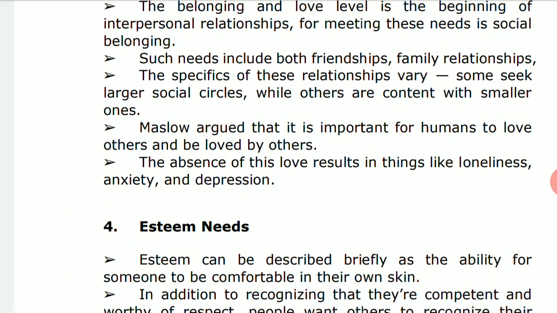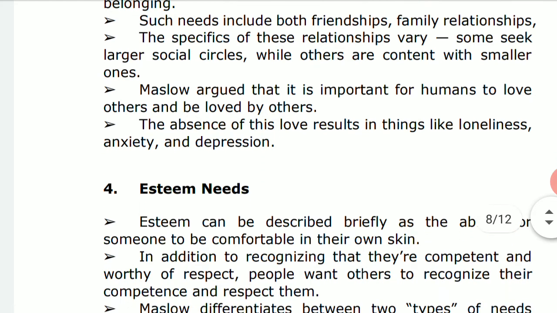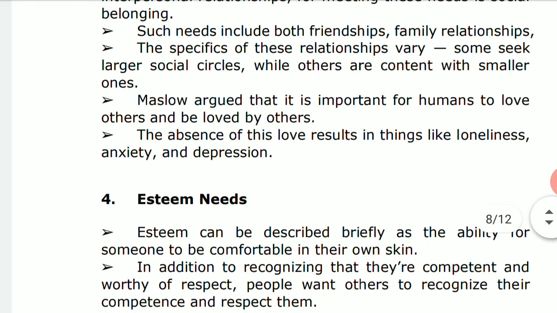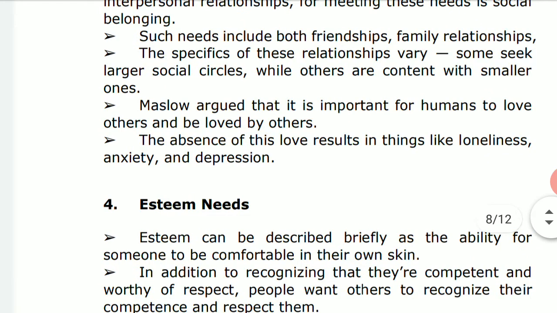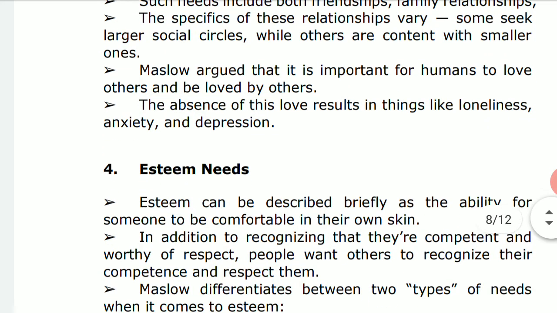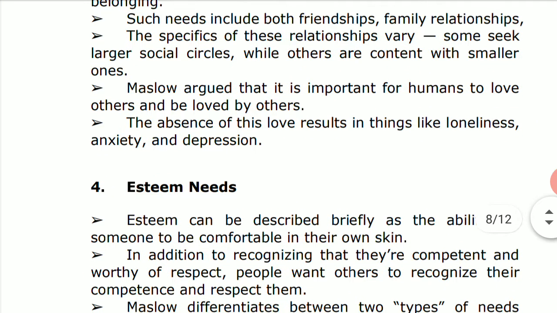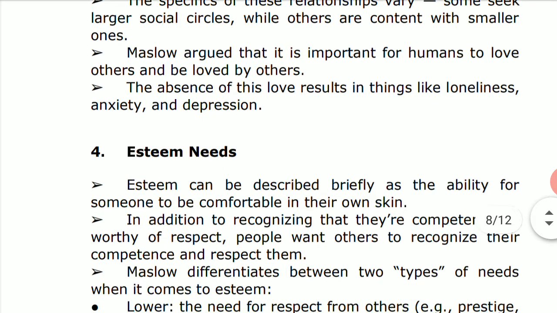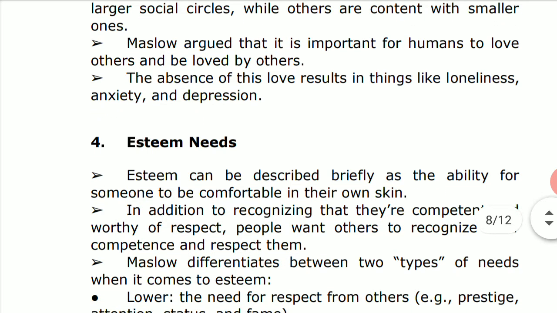You do not need a very big circle many times; in a small circle, a small friend circle, they are fine with it, but in any case they need a kind of bonding with the family and such kind of family groups. Maslow argued that it is important for humans to love each other and be loved by others. The absence of love results in things like loneliness, anxiety, depression.